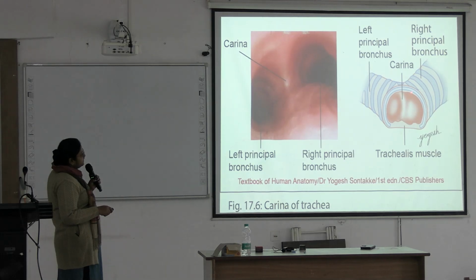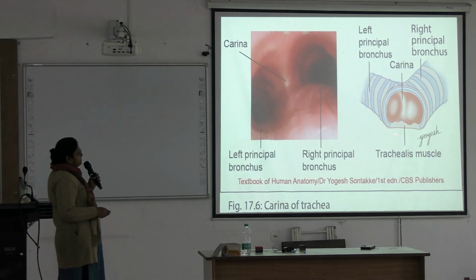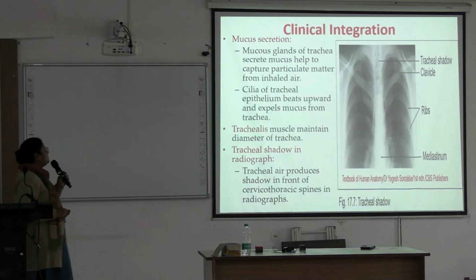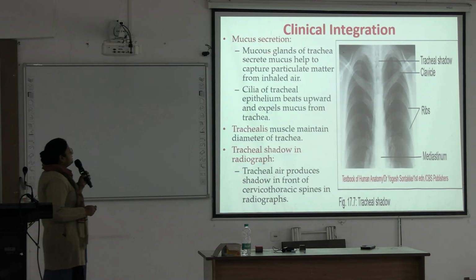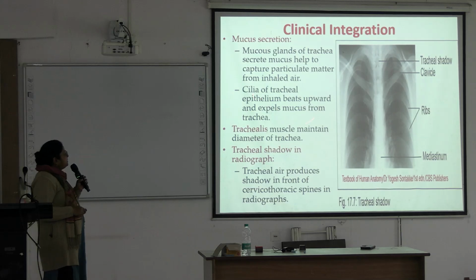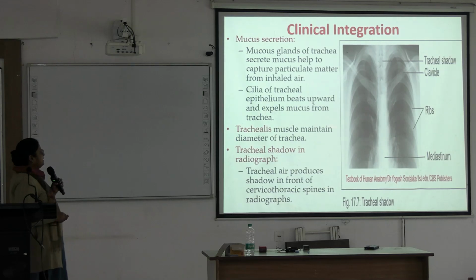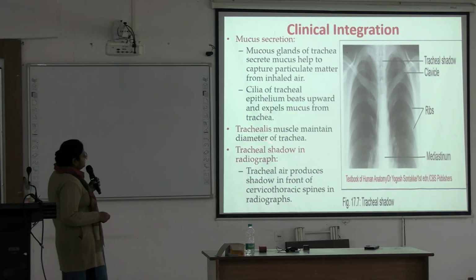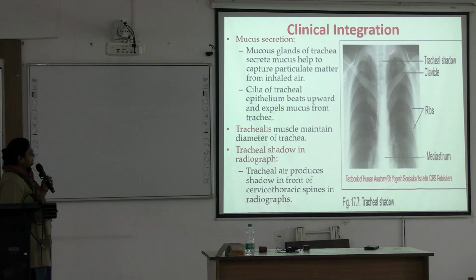This is schematic diagram. Here is the carina, this ridge-like structure, and on the two sides two bronchi, left and right principal bronchus. And you can see in the trachea there are C-shaped cartilaginous rings, and the two ends of the rings are bridged by this muscle that is known as trachealis muscle. Mucus glands of the trachea secrete mucus which helps to capture the particulate matter from the inhaled air. And cilia of the tracheal epithelium beat upward and expel the mucus. The trachealis muscle maintains the diameter of the trachea.